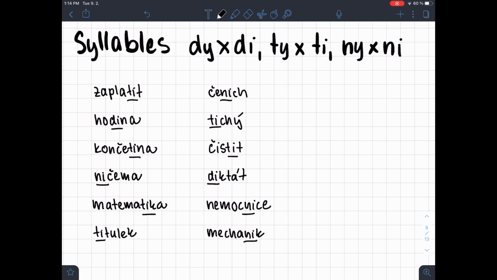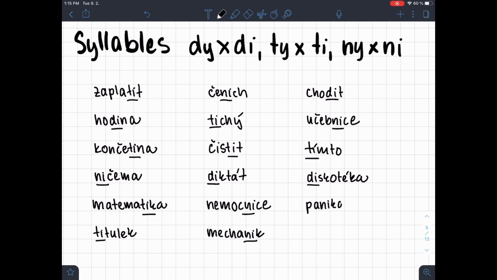Mechanik. Chodit. Učebnice. Tímto. Diskotéka. Panika.